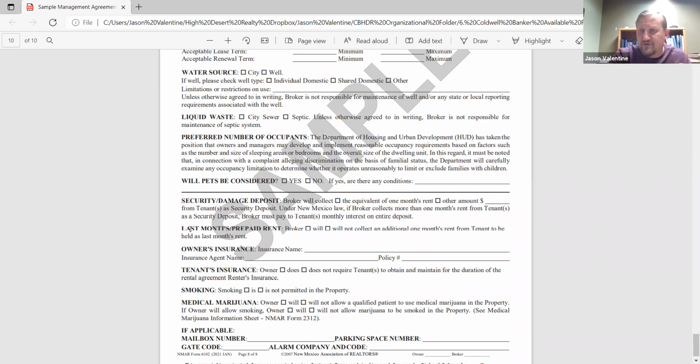We're talking about last month's rent and prepaid rent. I don't typically ask for prepaid rent because we want to try to keep in mind that renters are getting rentals for a reason. They typically don't have a whole bunch of money. So by the time we hit them for a first month's rent and a security deposit, they're actually paying the equivalent of 2 months' rent. So I typically don't get last month's rent from individuals.